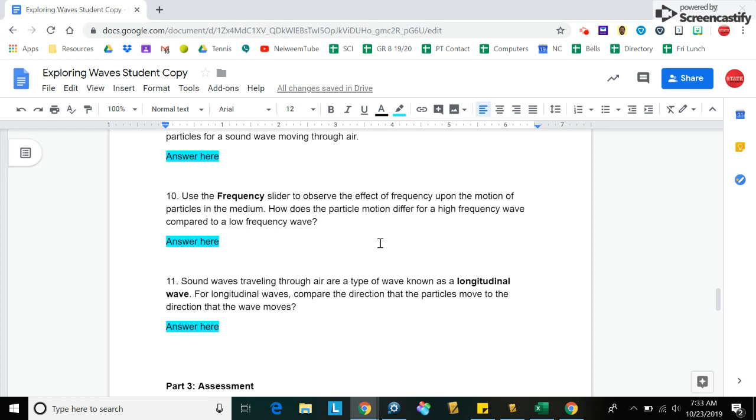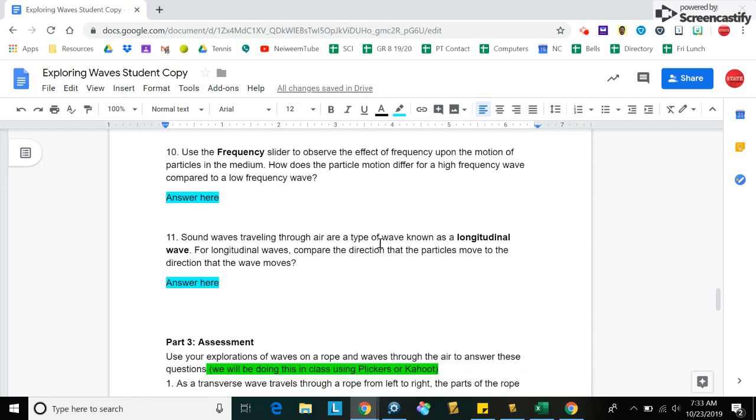Sound waves traveling through air are a type of wave known as longitudinal. The longitudinal waves compare the direction that the particles move to the direction that the wave moves.